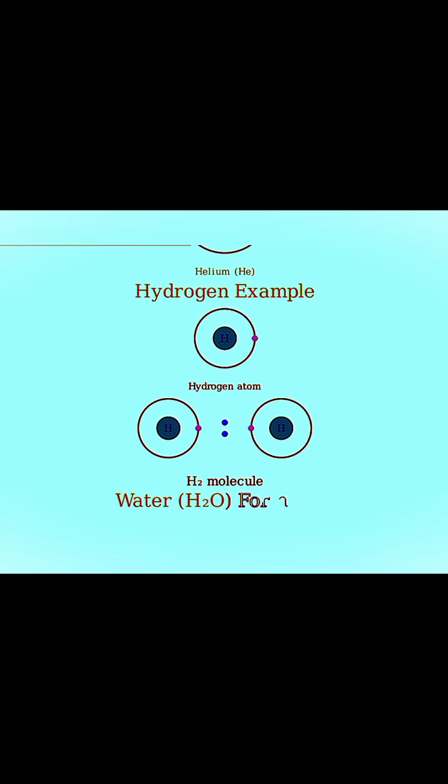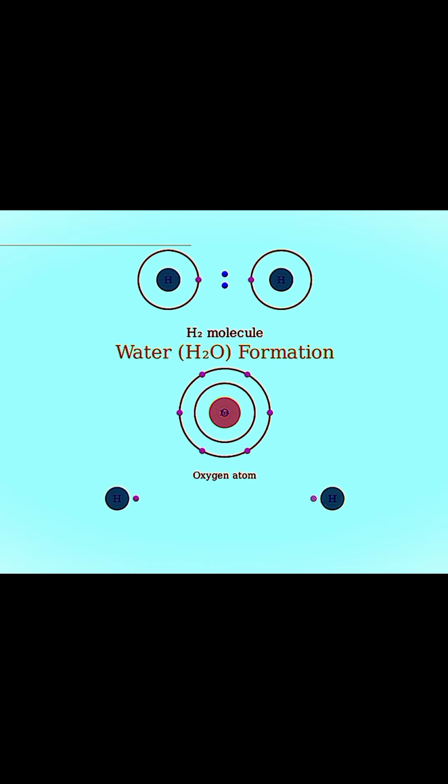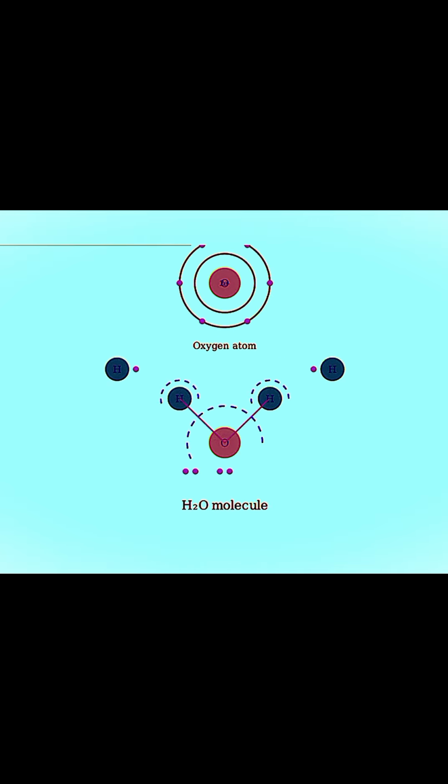Now, let's see both rules in action with water, H2O. Oxygen has 6 valence electrons and needs 2 more to complete its octet. Each hydrogen has 1 electron and needs 1 more for its duplet. By forming 2 covalent bonds, oxygen gets an octet and each hydrogen gets a duplet.